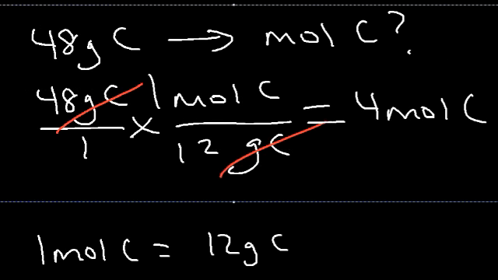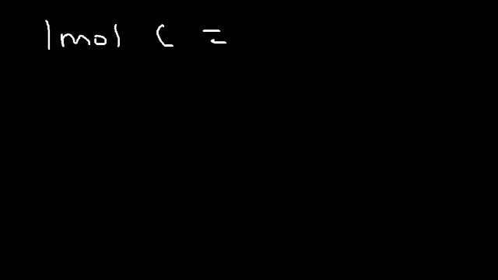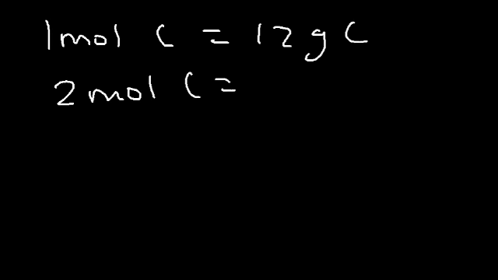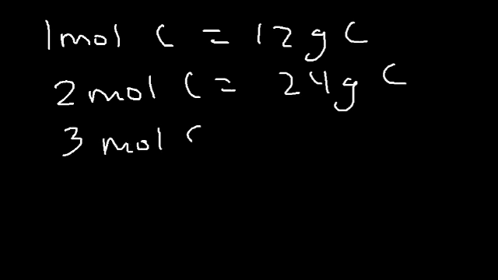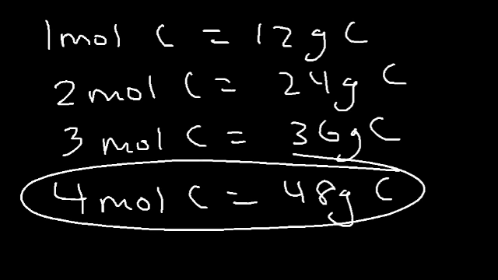Now let's make sense of it. So the molar mass is 12, and as we mentioned before, 1 mole of carbon is equal to 12 grams. So 2 moles of carbon is equal to 24 grams. 3 moles of carbon is equal to 36 grams. So for every mole of carbon that you add, the mass increases by 12. So 4 moles of carbon equates to 48 grams of carbon, which is the answer that we wanted.